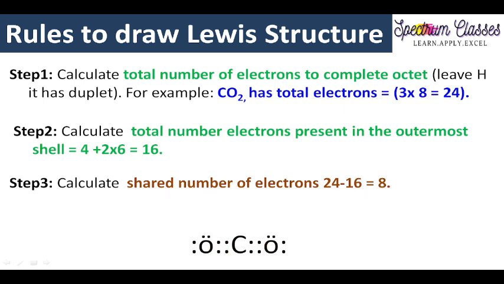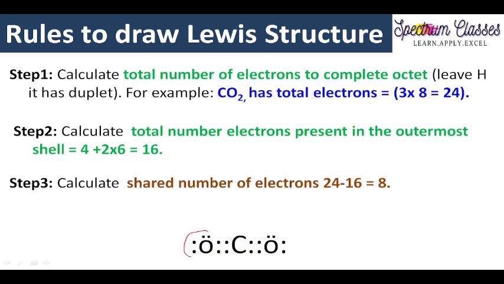So here in this case, 24, which we have calculated in step 1, minus the number of electrons in the outermost shell that we calculated in the second step. So just subtract the second step electrons from the first step electrons and we get 8. That means 8 electrons are going to be shared. So 2 from carbon, 2 from oxygen, and here again 2 from carbon, 2 from oxygen. So 8 electrons are there.